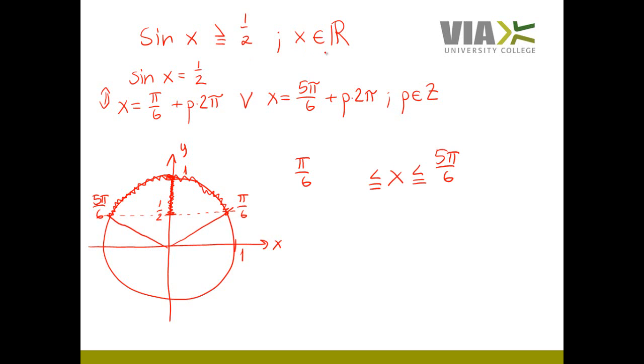And since we don't have any restrictions to x, we can see that every time we add one journey, that is every time we add 2 pi, then we'll get back to another solution area. So we have to include pi over 6 plus p times 2 pi. X has to be greater than or equal to that. And x at the same time has to be smaller than or equal to 5 pi over 6 plus p times 2 pi. And p has to be an integer. So that's the complete solution to this inequality in this example here.